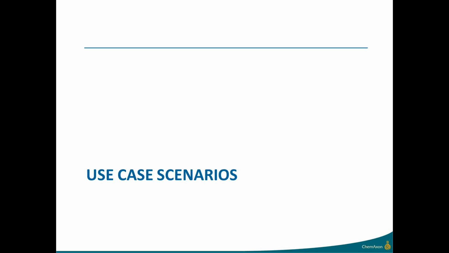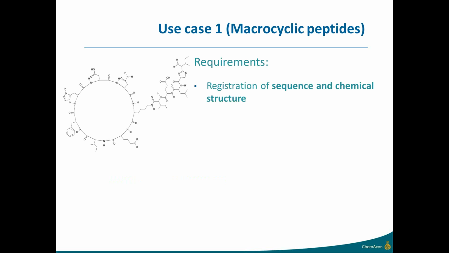Where would you want to use such a toolkit? What I'm going through with you now are 3 use case scenarios, starting with the first one being registration or handling of peptide biotherapeutics, macrocyclics. The requirements for this are that I'm able to register sequence and chemical structure of this molecule class, and that I'm able to achieve an unambiguous representation of the peptide sequence. Since it's cyclic, I have to find a canonical starting point for the cyclic sequence.